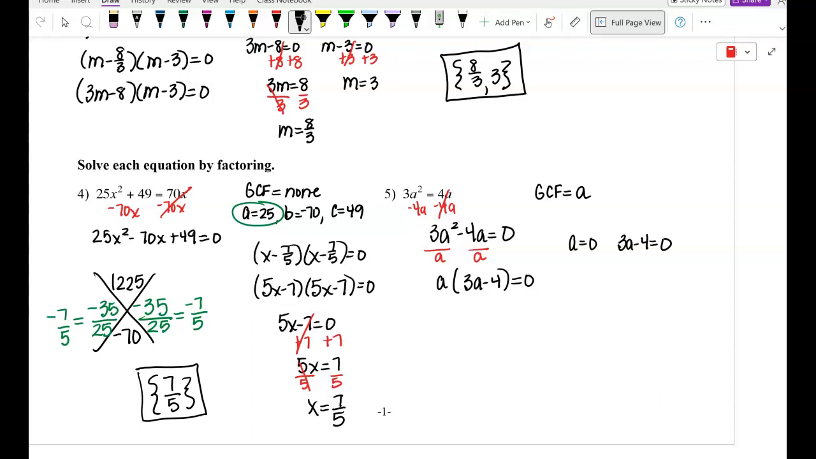A equals 0 is already solved, so we know our function goes through the origin at 0, 0. We have to find our other intercept, so I'm going to add 4 to both sides. Get 3a equals 4. Divide by 3. And our other x-intercept is going to be at 4/3. So my solution set is 0, 4/3.